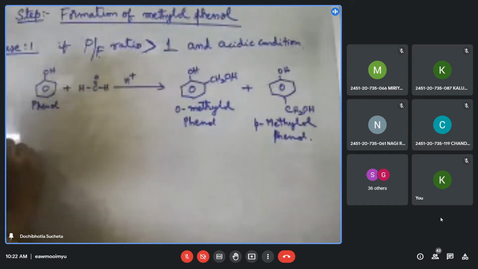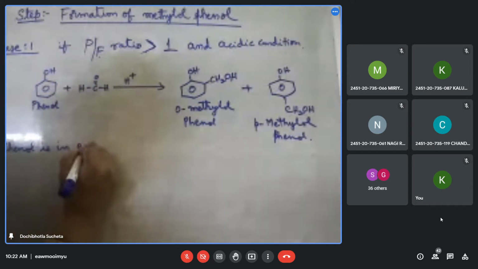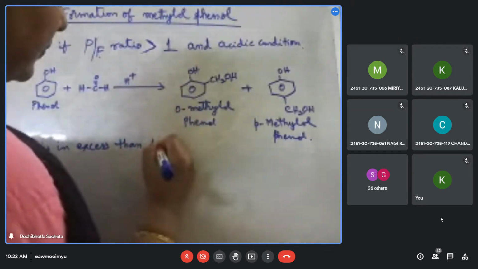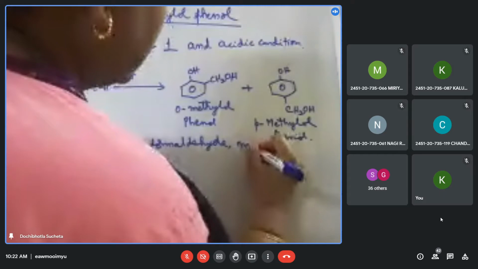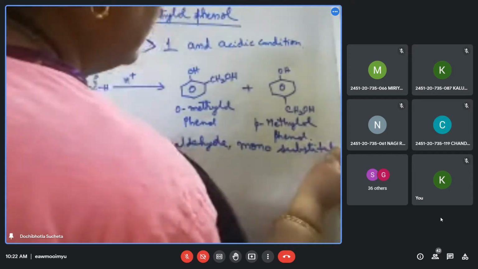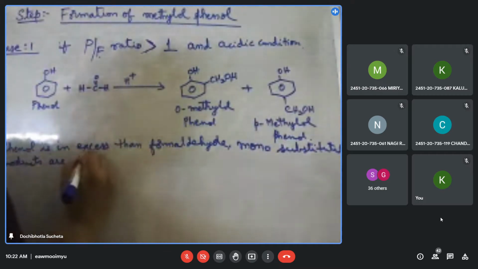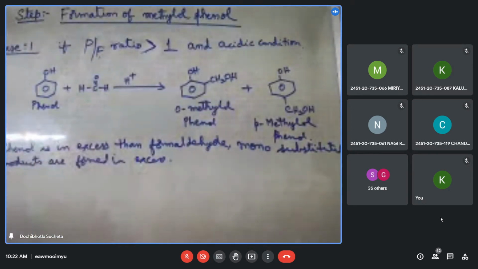Since phenol is in excess than formaldehyde, mono-substituted products are formed in excess. So that's a point you want to convey. Fine. Did you write this?